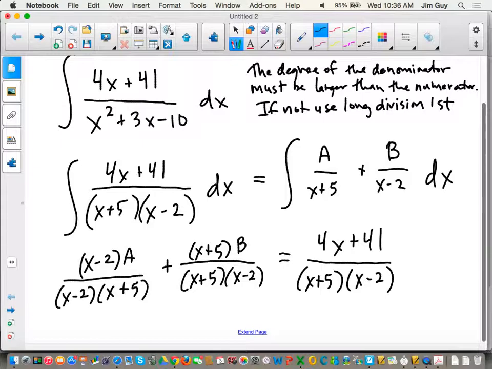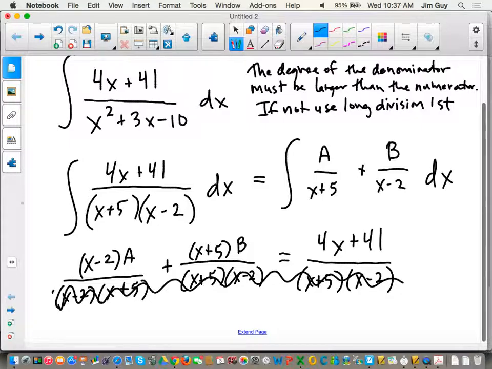Okay, so here we are. All we got to do is really now figure out what A and B are, and then we'll have a new integral that hopefully we can figure out. So we're going to solve this algebraically down here. The first thing you should notice is you don't really need to worry about the denominators. The only thing that needs to work out would be the numerators, right? That's the only part you have to worry about. So we're trying to solve (x minus 2) times A plus (x plus 5) times B equals 4x plus 41.